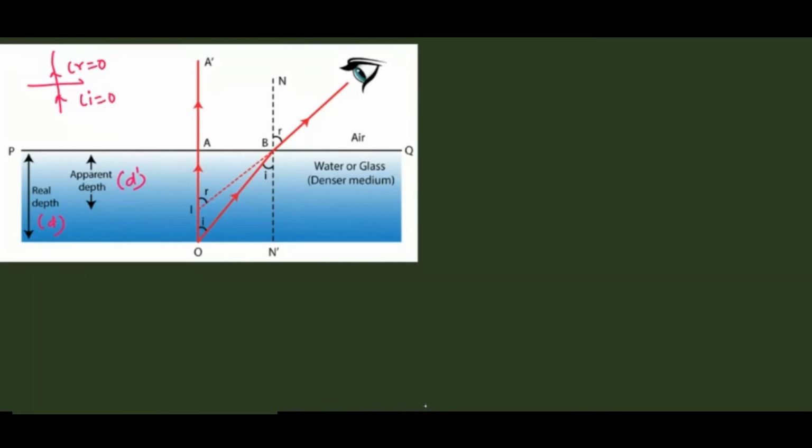Next, consider another ray, but this time the ray travels obliquely from water to air. Please observe here, my dear children: the ray of light OB is traveling from water to air obliquely. This is the point of incidence. At the point of incidence, draw a normal. Here N and N dash are normals. This angle is called the angle of incidence, I. The refracted ray bends away from the normal, and this angle is the angle of refraction, R.